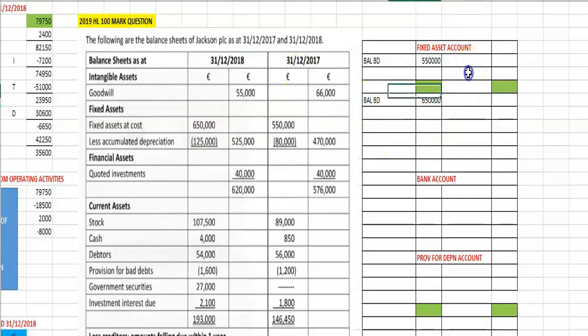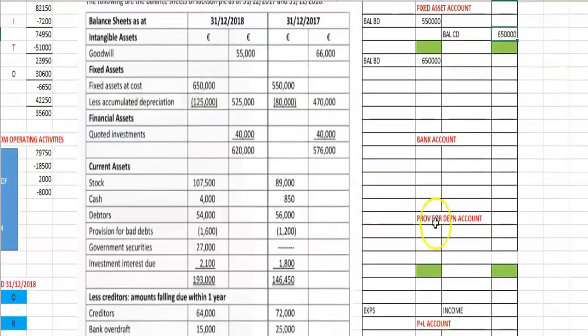But if you had a balance BD on the debit side, you would have had a balance CD corresponding to that on the credit side, $650,000. So there's the opening and closing balances inserted into the fixed asset account. Now we'll have a look at the depreciation account. The opening balance was $80,000, the closing balance $125,000. So let's put those balances in.